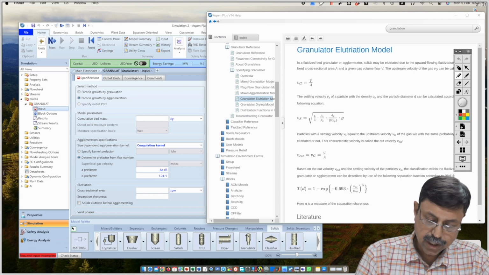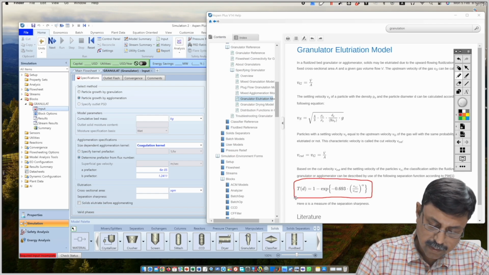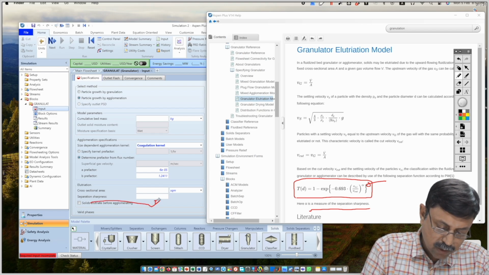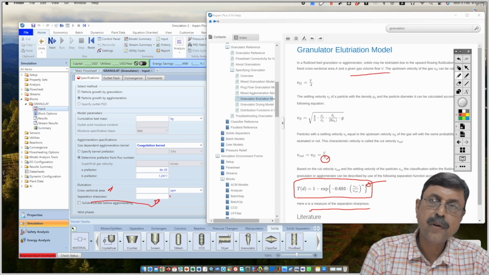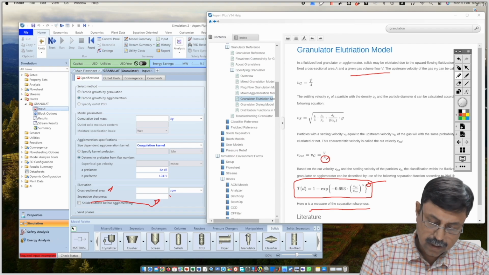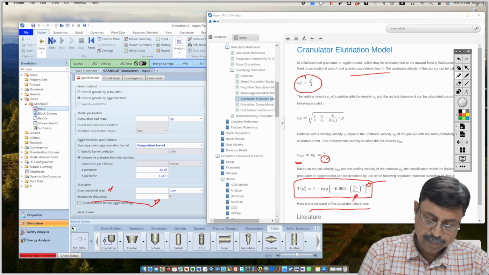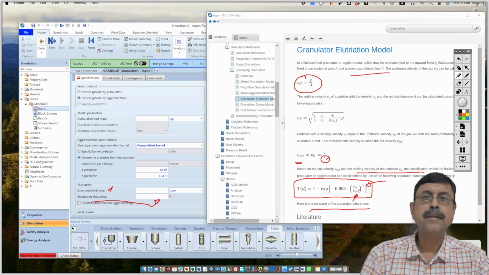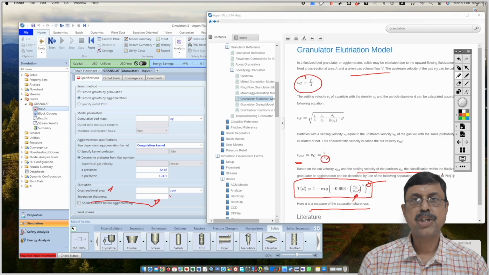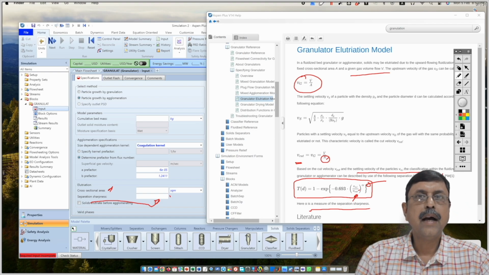This is the granulator elutriation model. The function is this, where alpha is the measure of separation sharpness, which you have to provide over here, and the cross-sectional area of the bed also you have to provide. V naught is the gas volume flow that has already been given by the hot air feed. So V by A will be calculated, which is Vg, and Vg is equal to V cut, which will be given over here. And Vsi is the settling velocity of the particle of the classification within the size class i. Okay, so based on this information, the granulator elutriation model will function. Okay, so that is how the calculation inside a granulator model happens. Now let us solve a problem.